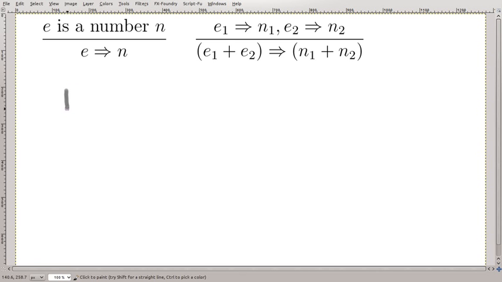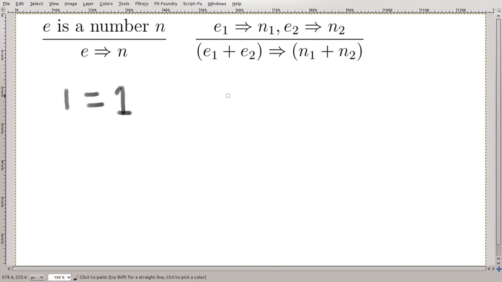First, let's look at the number 1, right? So the e is a number n, therefore e can be evaluated to n. Rule clearly applies here. So in one step, we can see that the expression 1 evaluates to the number 1. Okay? That's pretty simple. Let's look at a more complicated case.